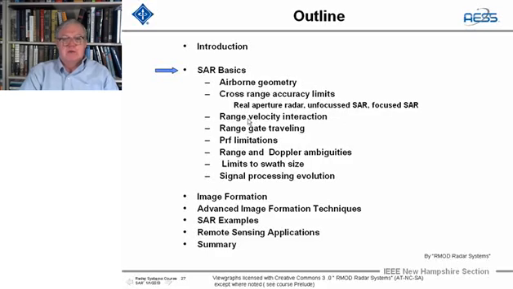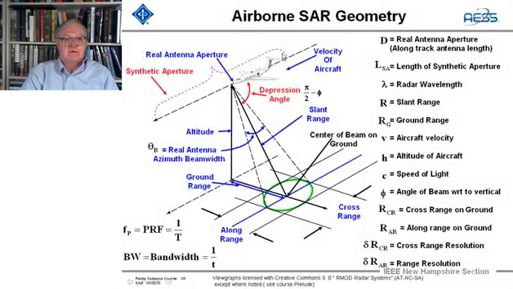We'll look at the interaction of range and Doppler velocity, range gate walking of the target, PRF limitations, what they'll be caused by, and how we have to live within them to set the PRF. We'll look at the range Doppler ambiguities, the limits to the swath size that we can scan over, and signal processing evolution. Okay, now let's start off.